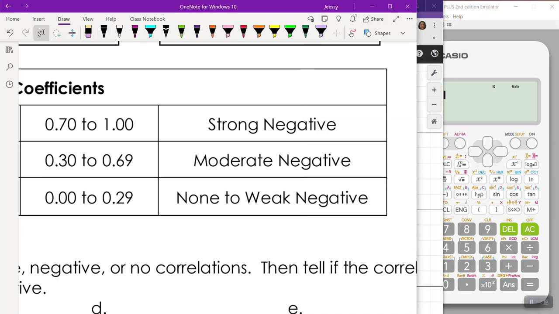All right, so now this one. Strong negative is going to be when your value is, now notice that the values are the same. Your coefficients are always going to be negatives. Okay, so make sure you put your negative signs. All right, so that'll give you strong negative. This range will give you moderate negative. Oh, actually, 0 can't be positive or negative. And that we would consider to weak negative, okay?